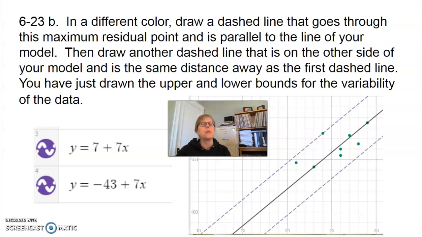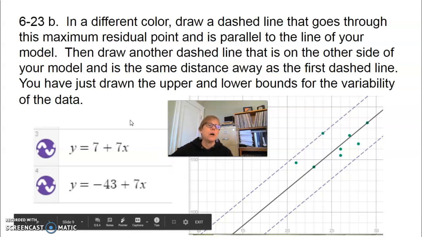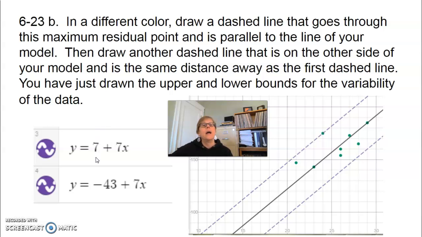So here's how I did it. My residual was 25. So all I did is I took my previous line, which was y equals negative 18 plus 7x, and I added 25 to get a different y-intercept. I want a y-intercept that's 25 points higher than my original. So negative 18 plus 25 is 7. You keep the slope the same, so you can see in both of them it's still 7x. So my upper bound is y equals 7 plus 7x.